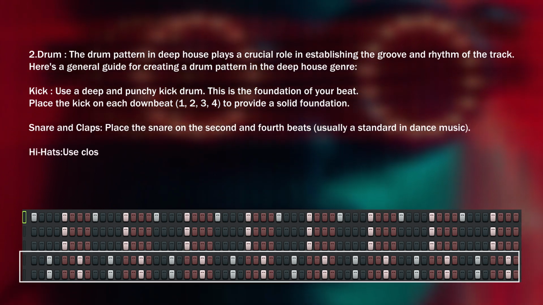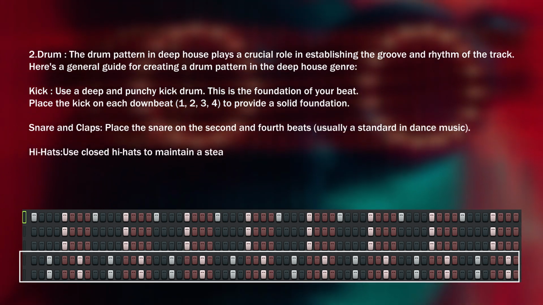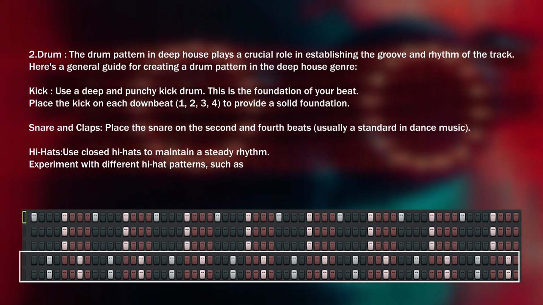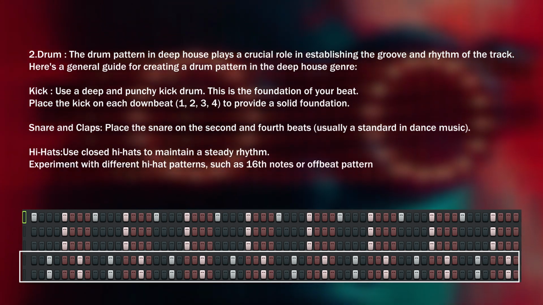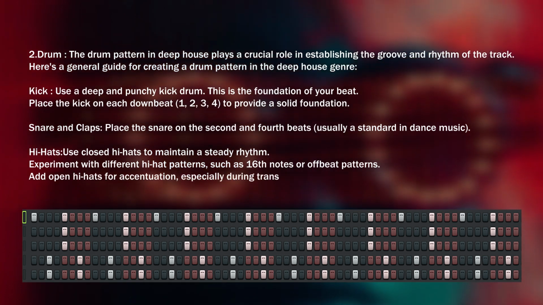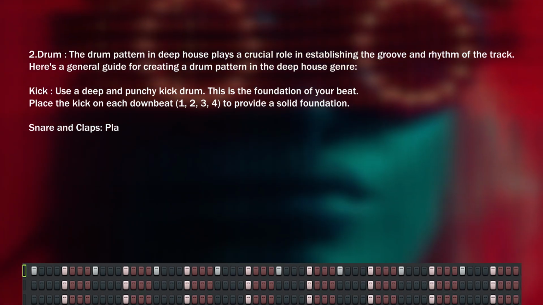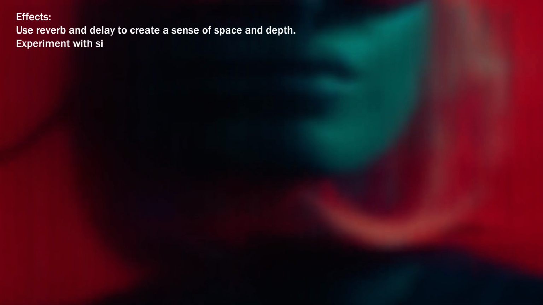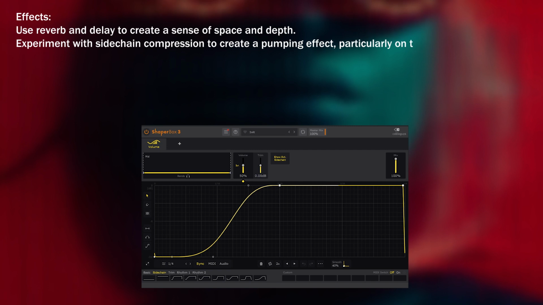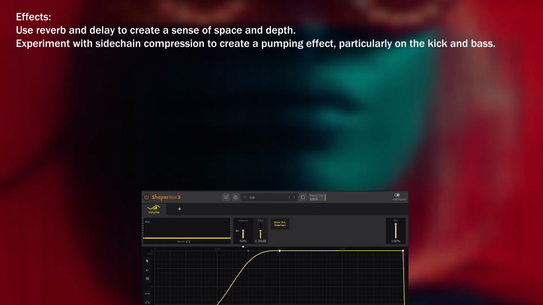Hi-hats. Use closed hi-hats to maintain a steady rhythm. Experiment with different hi-hat patterns, such as 16th notes or offbeat patterns. Add open hi-hats for accentuation, especially during transitions and build-ups. Effects. Use reverb and delay to create a sense of space and depth. Experiment with sidechain compression to create a pumping effect, particularly on the kick and bass.